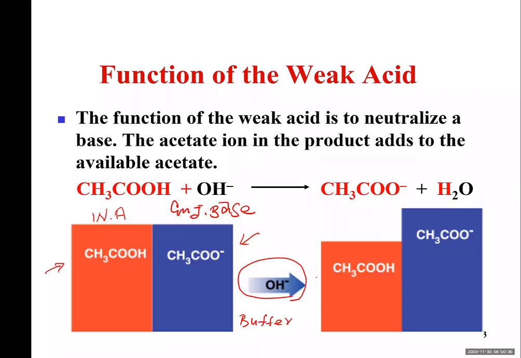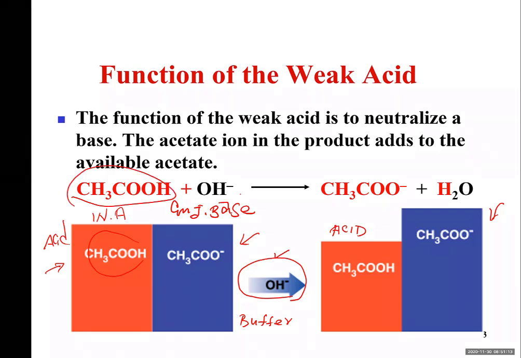Which one of these two is going to kill the coming OH minus? Which one is going to react with OH minus? Obviously, the acid part. This part, the acid, is going to neutralize OH minus by giving H plus, making water. So the amount of the acid is reduced. This is the acid form. Part of the acid was used to neutralize the OH minus, and as a result, what is formed? Conjugate base.